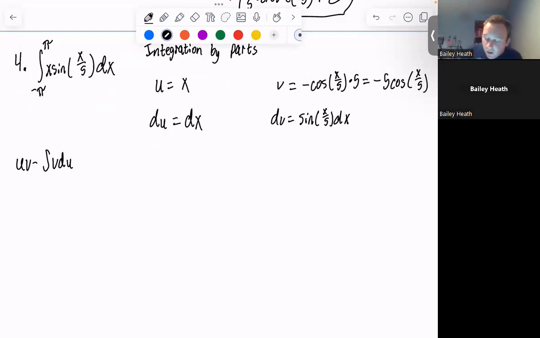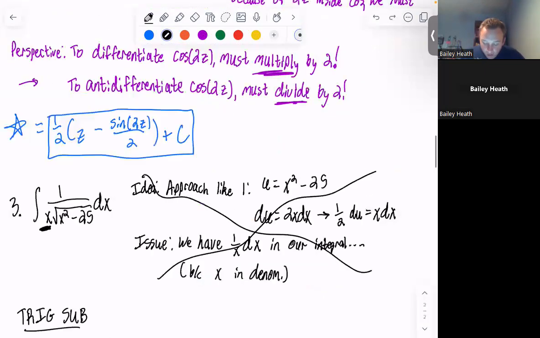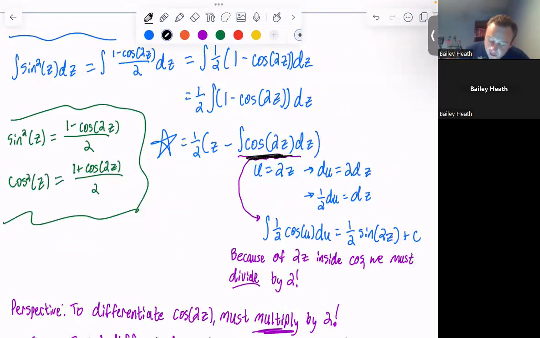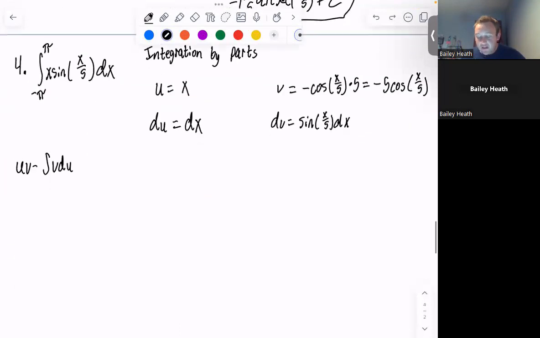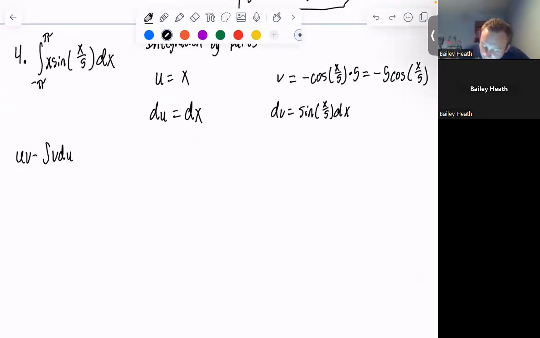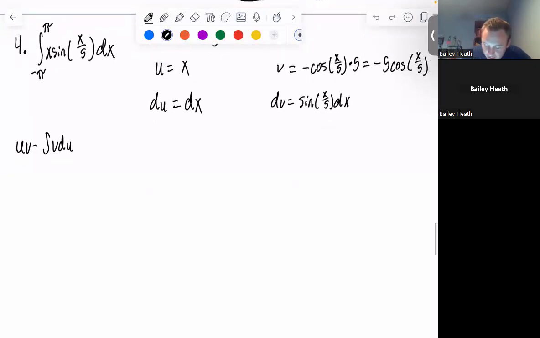If you want a little bit more explanation of why we're multiplying by 5 here, I talked about this more in part 1, the problem where we had the antiderivative of cosine of 2z. If you want to go back and watch that for a more detailed explanation, I might recommend that. In short, when I take the derivative of sine of x over 5, I'm going to need to multiply by a fifth because of this x over 5 on the inside. So when I anti-differentiate, rather than multiplying by a fifth, I need to divide by a fifth, which is the same as multiplying by 5. Again, see part 1 for a bit more explanation.